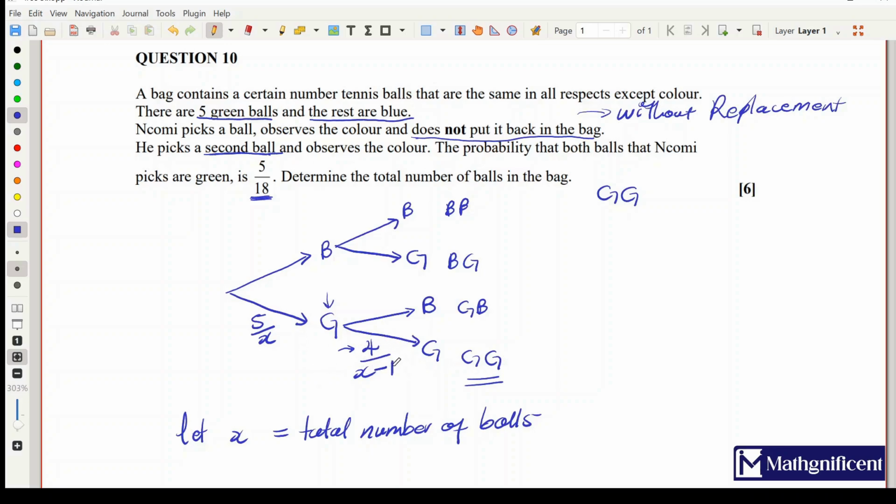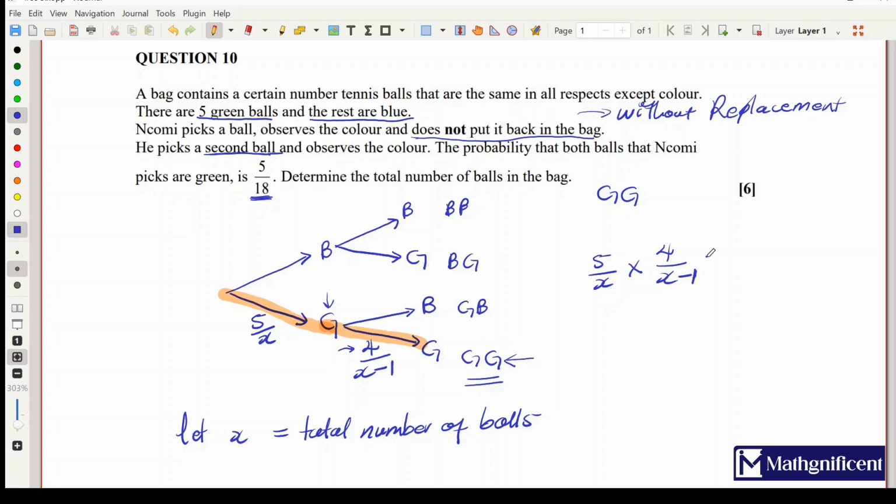So we have 4 over x minus 1. Then remember, how do we get the probability that is associated with this outcome here? Since we are going across, remember we are going across, so this is green, then green. It means that we are going to multiply those two probabilities. So we are going to multiply 5 over x multiplied by 4 over x minus 1. Then this is going to give us the probability of selecting green, then green as the second ball again.